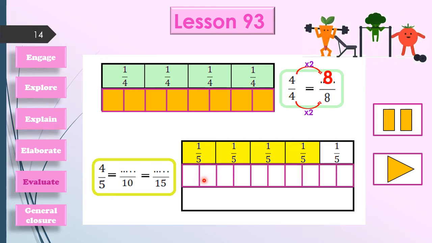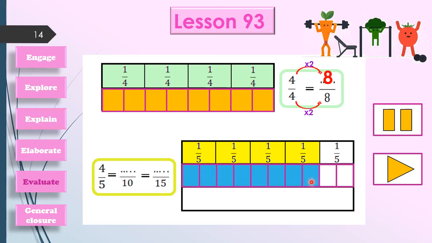And I will color until I reach this colored part. It will be 1, 2, 3, 4, 5, 6, 7, 8 parts out of 10. Then 4 fifths will be equal to 8 tenths. Mentally, it will be like this. Mathematically, it will be 8 tenths.